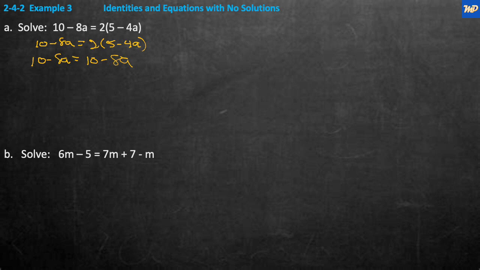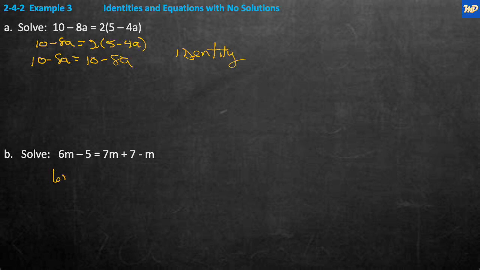Oh, well, guess what? If we bring the 8a onto one side, if you try to get the 8a's on the same side, you're going to end up with 0. So no matter what value you put in for a, let's say you put in a 2, it's 10 minus 16 is equal to 10 minus 16. It's obviously an identity. Let's try the next one.